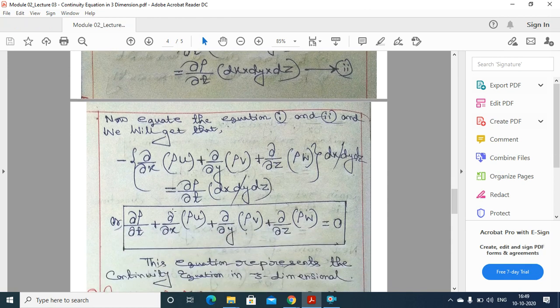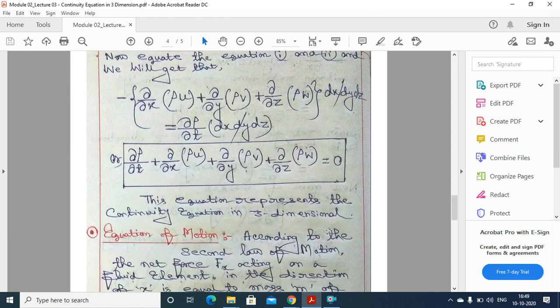So it will become now del rho by del t. If we shift this term to the opposite side of the equal sign, then we will get del x into rho u plus del y into rho v plus del z into rho w is equal to 0. This is the continuity equation in 3 dimensions.